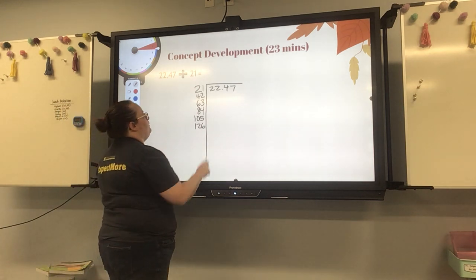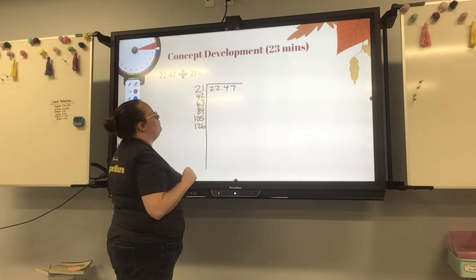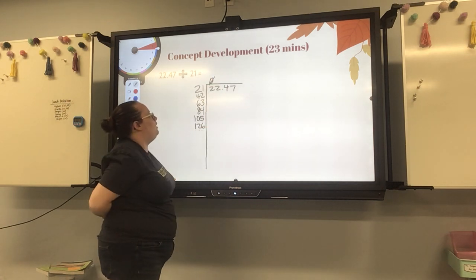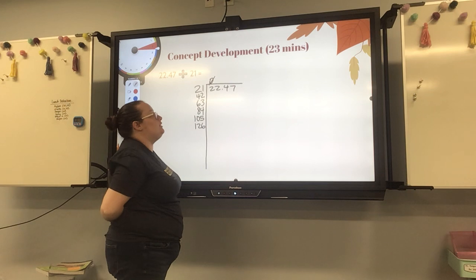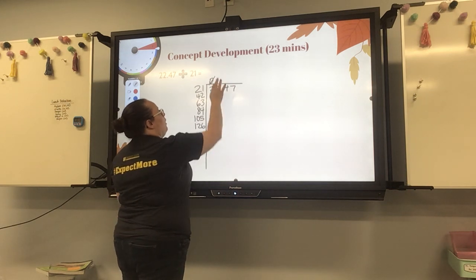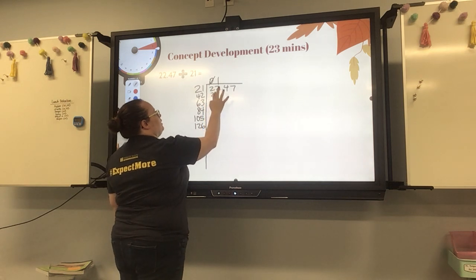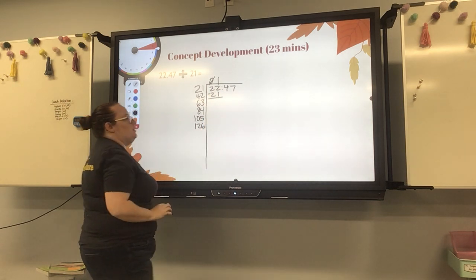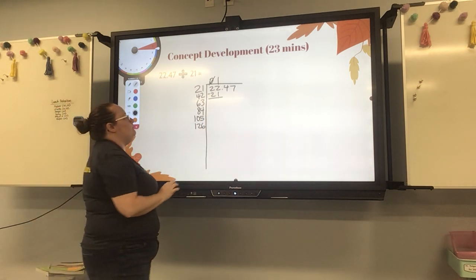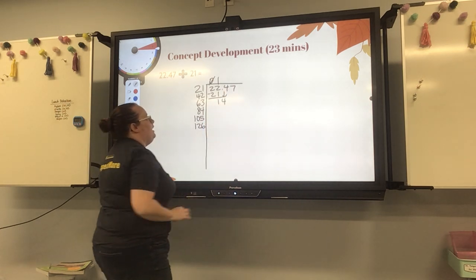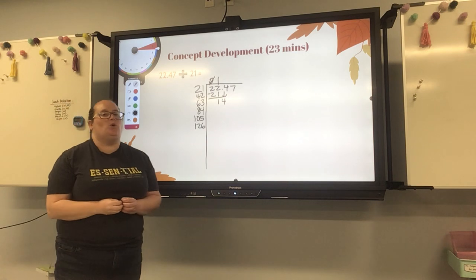So I would ask myself, how many times can 21 go into 2? 0, because 2 is too small. How many times can 21 go into 22? 1. 21 times 1 is 21. 22 minus 21 would be 1. I'm going to bring down the 4. How many times can 21 go into 14?